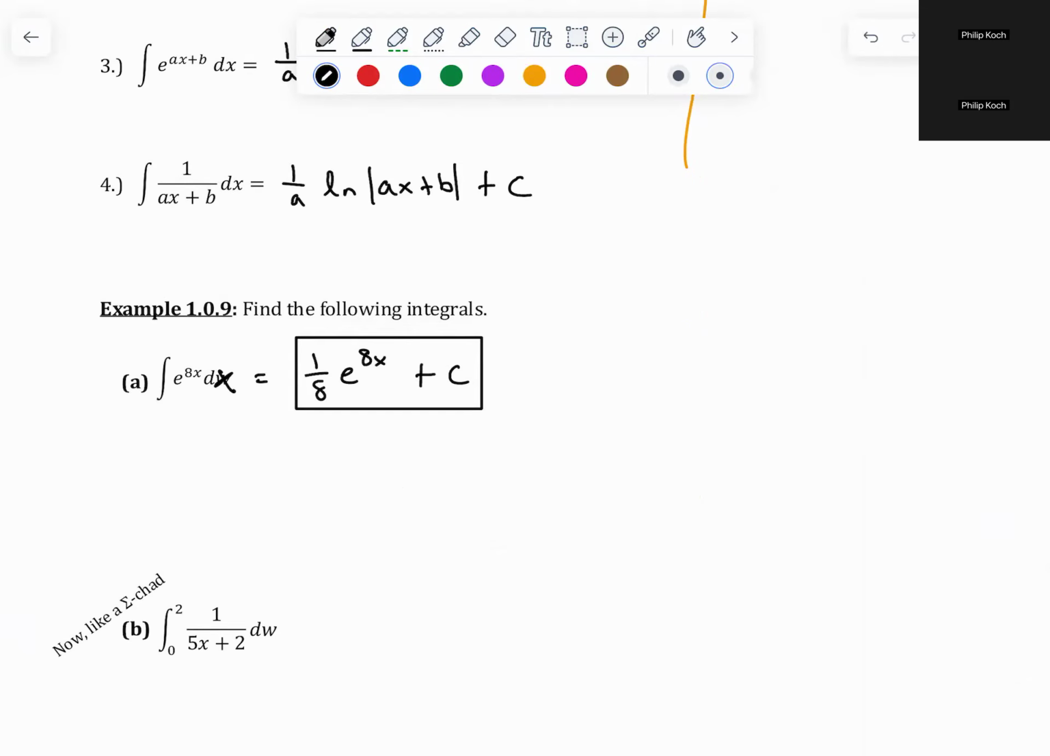And now, like sigma Chad, right? That's what your kids say. That's an uppercase sigma, by the way, in case you did not remember.